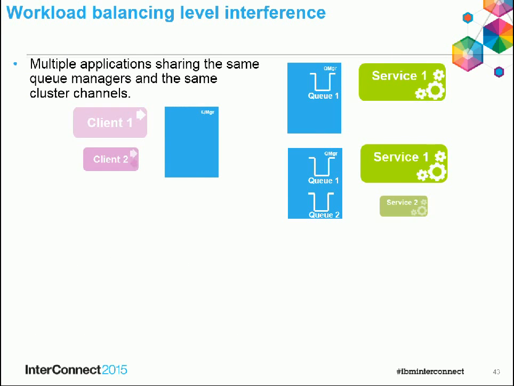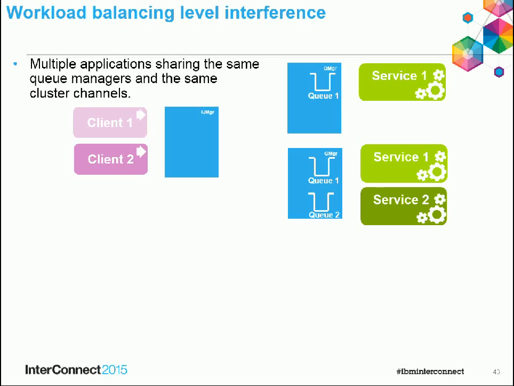Let's have a look at another type of interference that you can see in MQ clusters. If we look at this scenario, it looks pretty much similar to the scenario we had before, where we've got clients sending messages to service applications. But here we've got 2 different applications. We've got application 1 and application 2.